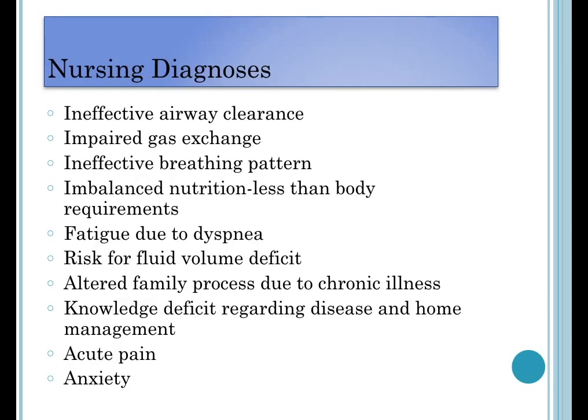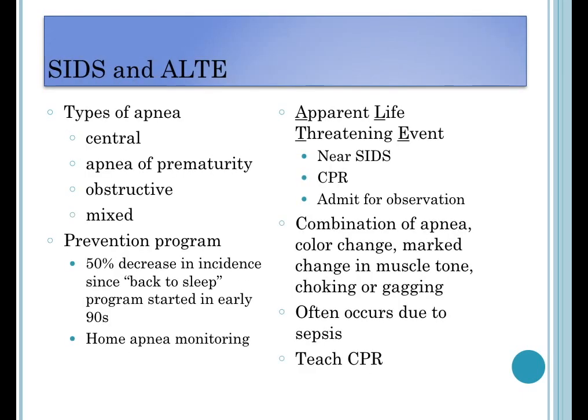Listed here are the common nursing diagnoses that are pertinent to respiratory and ENT disorders in children. So clip this out or just refer back to it when you're doing your care plans. We'll briefly discuss SIDS and ALT. So SIDS is sudden infant death syndrome. ALT is apparent life-threatening event. So that's a near SIDS.